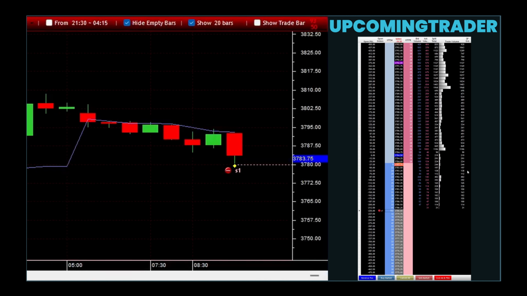The appearance of the three white soldiers pattern after a downtrend represents a reversal and suggests that the market sentiment has significantly shifted towards optimism. Traders and investors interpret this pattern as a sign that the bearish trend is losing momentum and a bullish trend is taking hold. The psychology behind the pattern is key to understanding its impact.